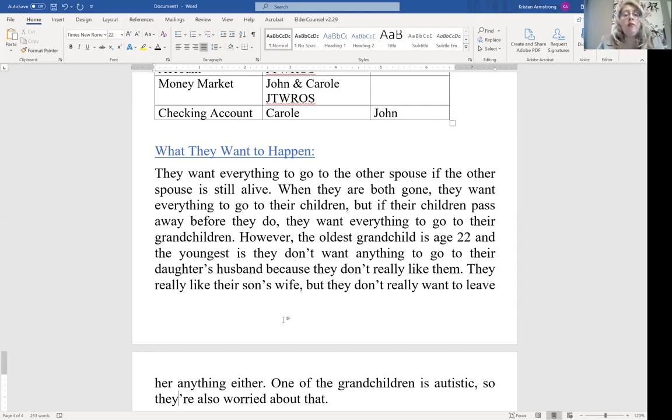The oldest grandchild is age 22, and the youngest is only 10.